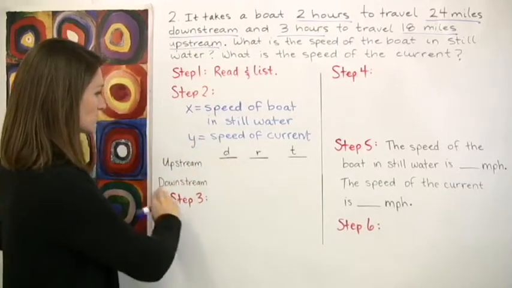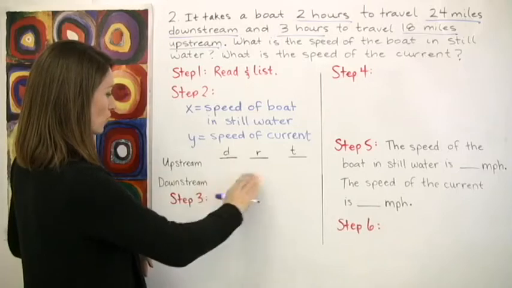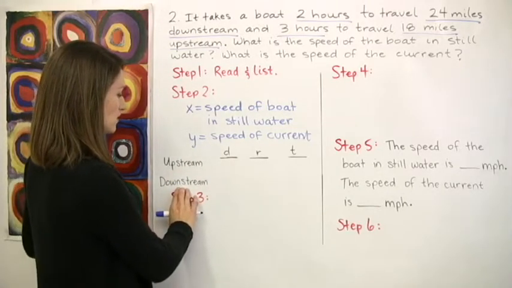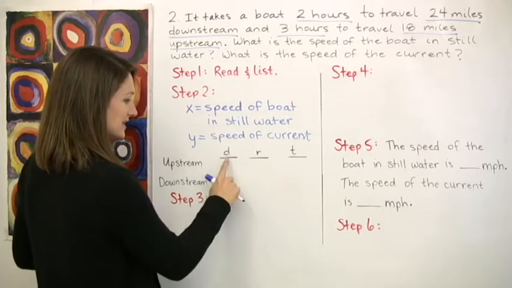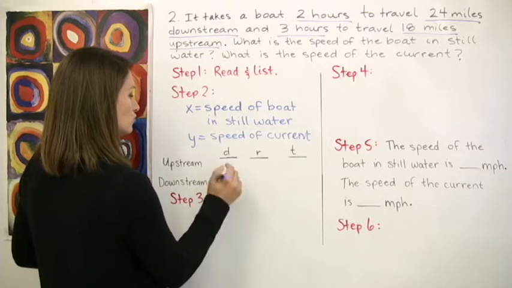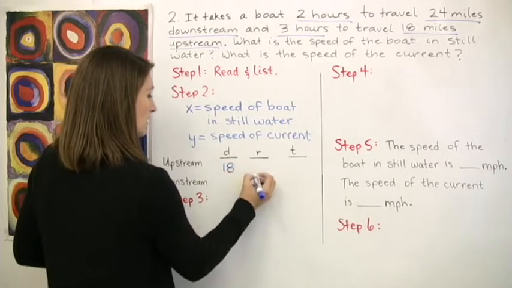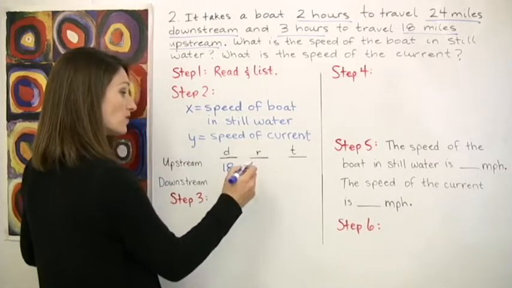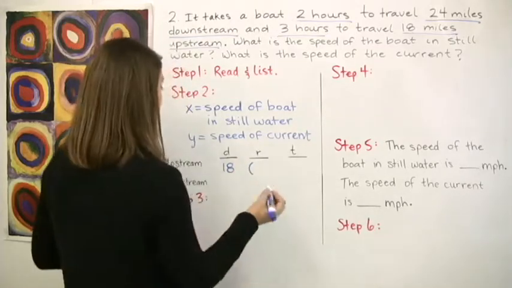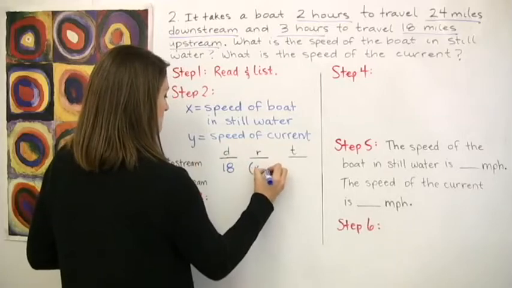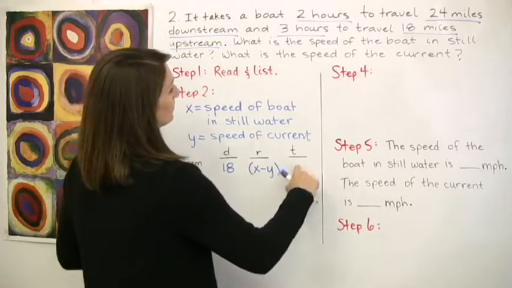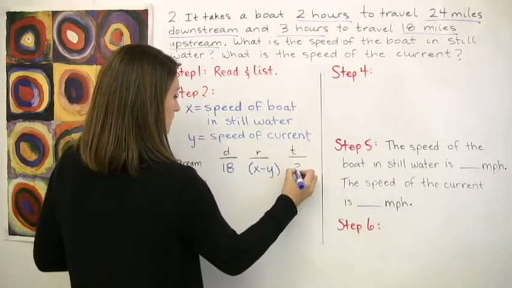So we're going to set up a table here. We have 2 rows, one for the information for the upstream data and one for the information for the downstream data. And our columns represent distance, rate, and time. So for upstream, we can write that the boat traveled 18 miles, and then the rate is the speed of the boat. Since it's going upstream, it's going against the current, so we need to subtract the speed of the current, so we have x minus y. And then the time it took this boat to go upstream is 3 hours.